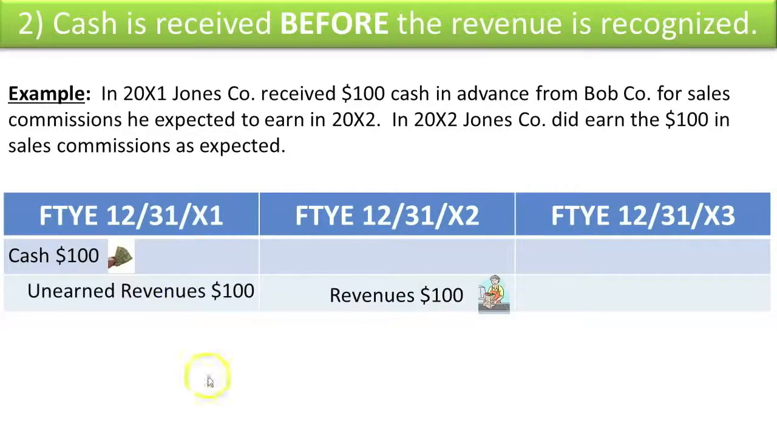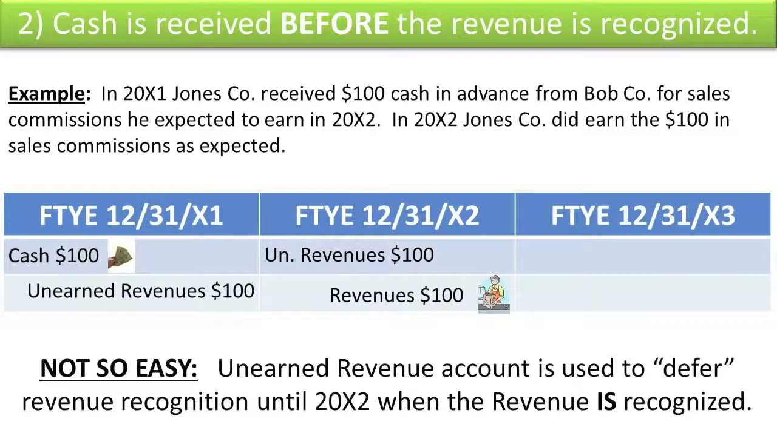In the first year, since he received cash in advance of doing the work, he has a liability, so he has unearned revenues. This is an increase in a liability. In the following year, when he finally earns the revenue, he has to reduce the liability because now it's earned. Cash is not reported in 20X2 because it was already reported back in 20X1. This is not so easy. Unearned revenue account is used to defer revenue recognition until 20X2 when the revenue is recognized.